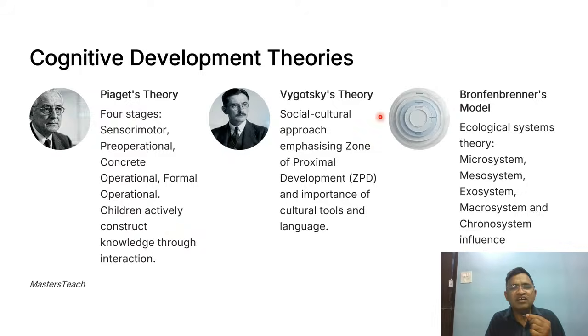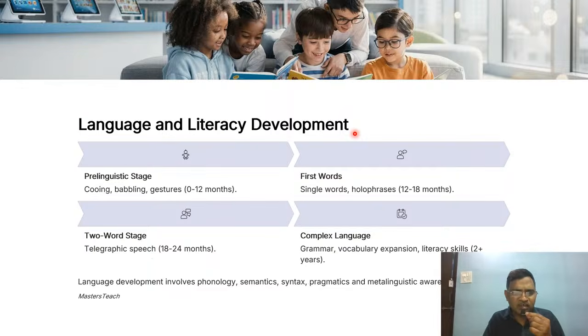Then Vygotsky's theory. So it is a sociocultural approach, emphasizing the zone of proximal development. So the importance of cultural tools and language is given. Then Bronfenbrenner model. It is an ecological systems theory: microsystem, mesosystem, exosystem, macrosystem, and chronosystem influence the development. Okay, do remember this.